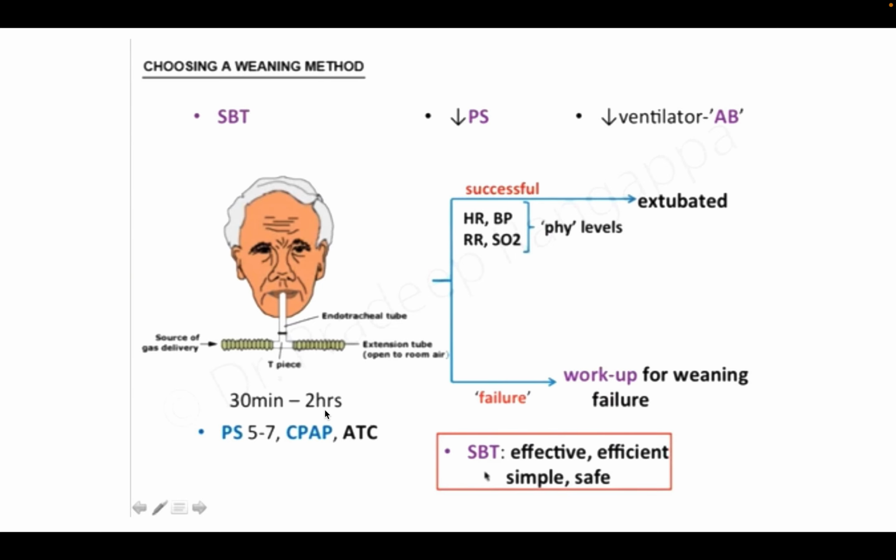And as we know, the spontaneous breathing trial is an effective, efficient, simple and safe method of weaning, and it only means that when the pressure support is about 5, so a minimum pressure support, or CPAP, then we may call it an SBT, or spontaneous breathing trial.